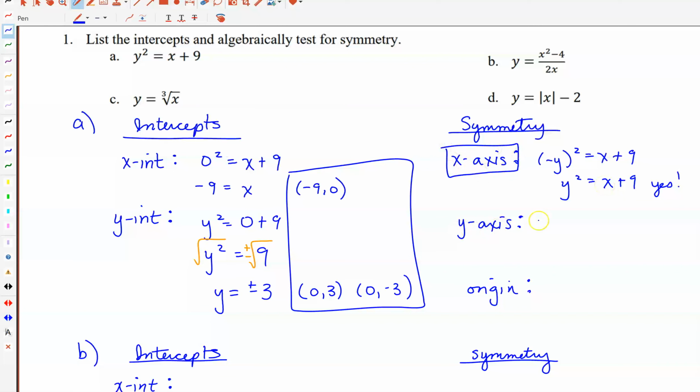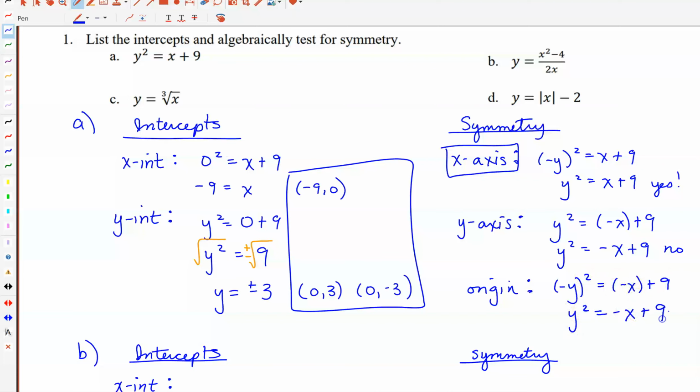So for y-axis symmetry, we're going to replace x with negative x. So I get y squared is equal to negative x plus 9. And there's really not much to clean up on this. This is not equivalent to what I started with, so no, this one will not have y-axis symmetry. And then to test for origin symmetry, we're going to replace y with negative y and x with negative x and see if we result in something that's equivalent to what we started with. And we're going to see that the signs don't quite match up, so no, this one will not have origin symmetry.